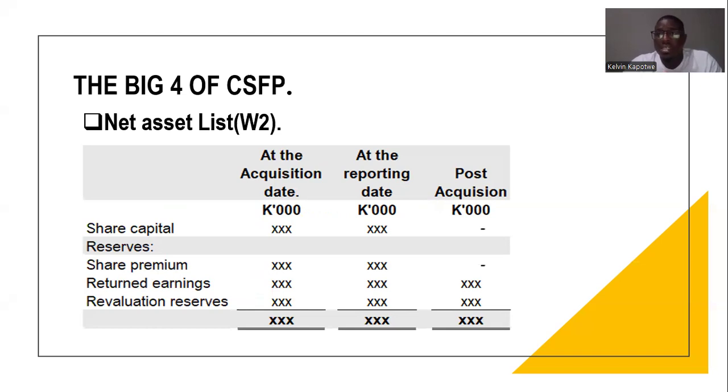The net asset list is a very important calculation because the following calculation, which is the calculation of goodwill at acquisition, is based on the second working, which is the net asset list. So on the screen, you're able to see 3 columns, right? Other lecturers will just show you 2 columns, but I prefer to show you 3 columns so that you are able to understand what is happening.